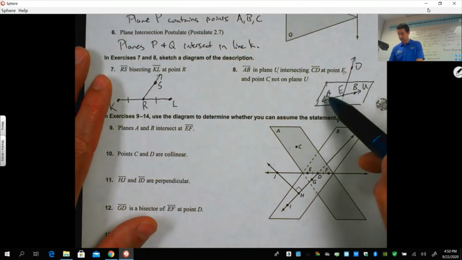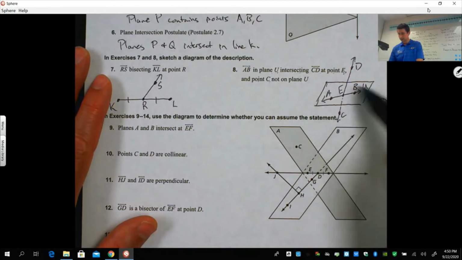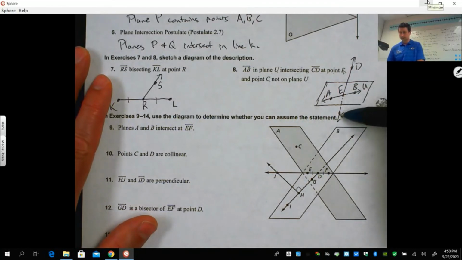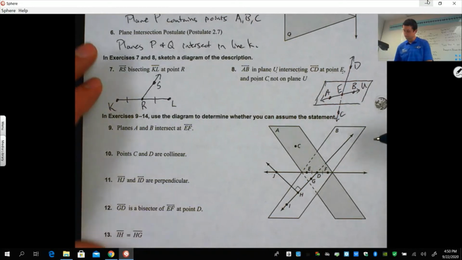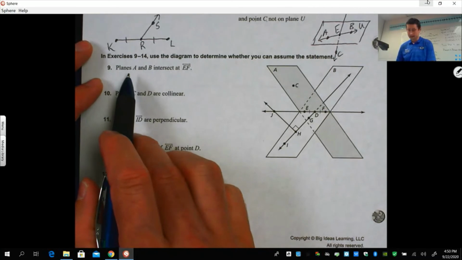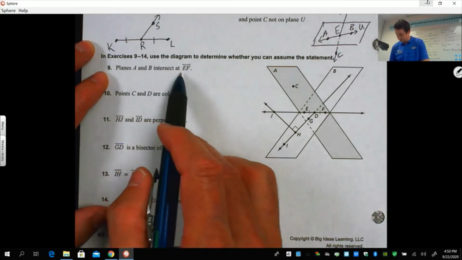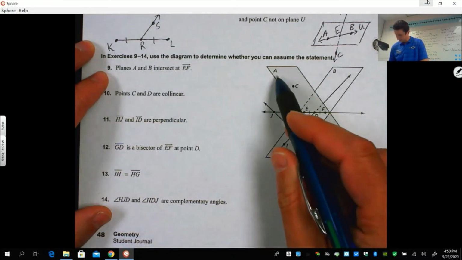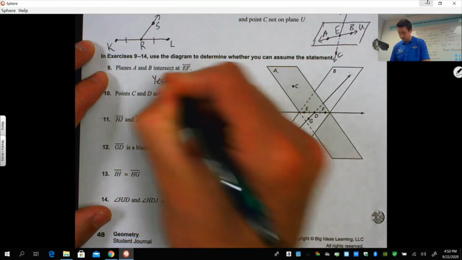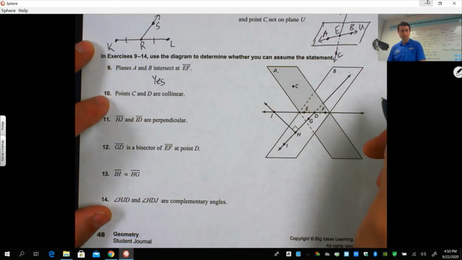So line AB is in plane U. It's intersecting line CD at point E. Point C is not in the plane. Okay, last set here. Can you assume this to be true? Planes A and B intersect at line EF. So planes A and B intersecting line EF, that is going right through the intersection. Yes, you can assume that to be true.